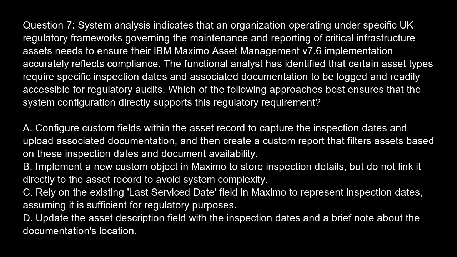Option A. Configure custom fields within the asset record to capture the inspection dates and upload associated documentation, and then create a custom report that filters assets based on these inspection dates and document availability. Option B. Implement a new custom object in Maximo to store inspection details, but do not link it directly to the asset record to avoid system complexity. Option C. Rely on the existing last service date field in Maximo to represent inspection dates, assuming it is sufficient for regulatory purposes. Option D. Update the asset description field with the inspection dates and a brief note about the documentation's location.